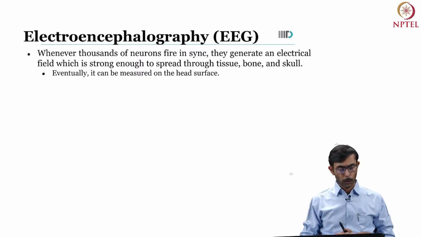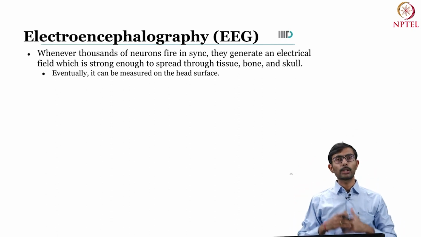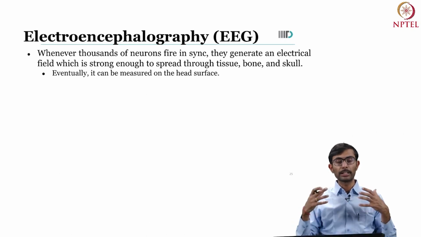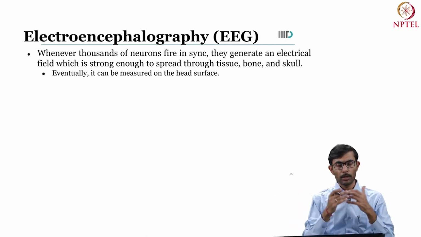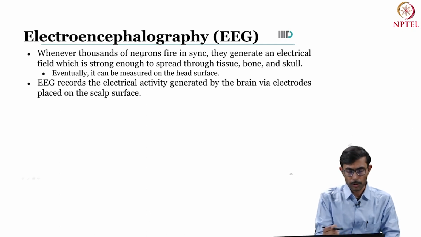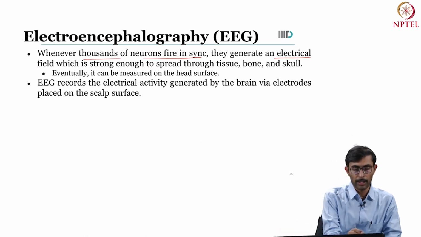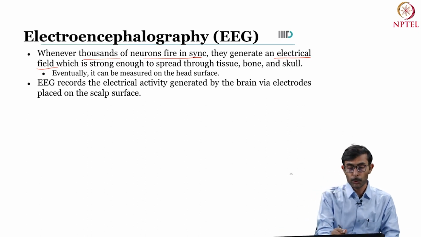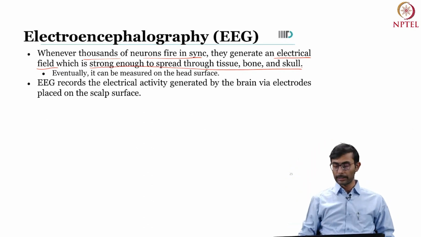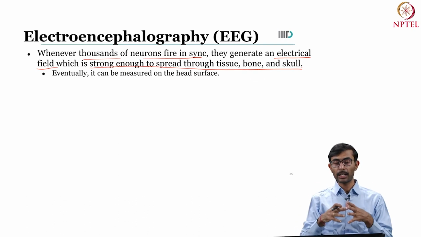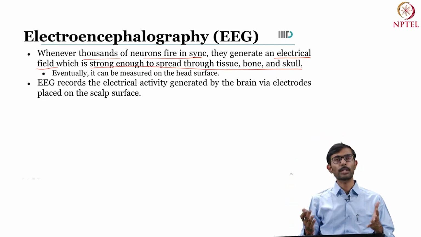You already know that our brain consists of millions of neurons, and in order to communicate with each other, these neurons fire in sync. Whenever thousands of neurons fire together, they generate an electrical field which is strong enough to spread across tissue, bone, and more importantly the skull. That is how we eventually measure the electrical activity of the brain on the head surface. So this is essentially what EEG is.